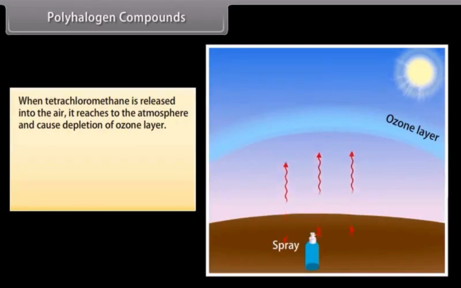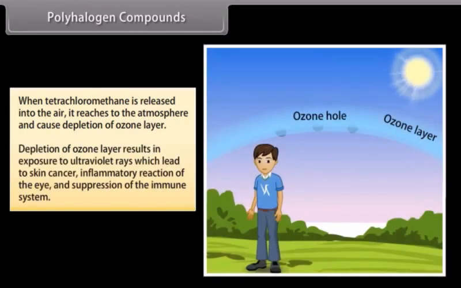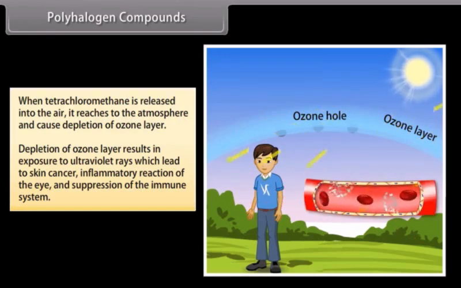When tetrachloromethane is released into the air, it reaches the atmosphere and causes depletion of ozone layer. Depletion of ozone layer results in exposure to ultraviolet rays, which leads to skin cancer, inflammatory reaction of the eye, and suppression of the immune system.